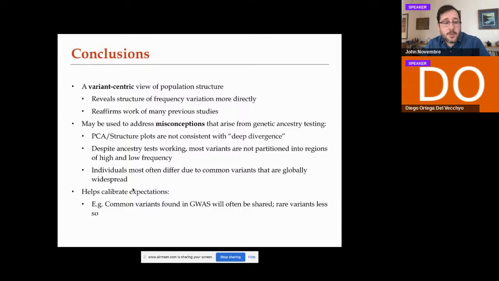So this work can also help calibrate expectations in terms of understanding that common variants found in GWAS studies will often be shared, rare variants less so. So it gives insights into how we might think about study design and the spatial scale of our samples, and that's actually another topic that we're working on with my postdoc Dan Rice.